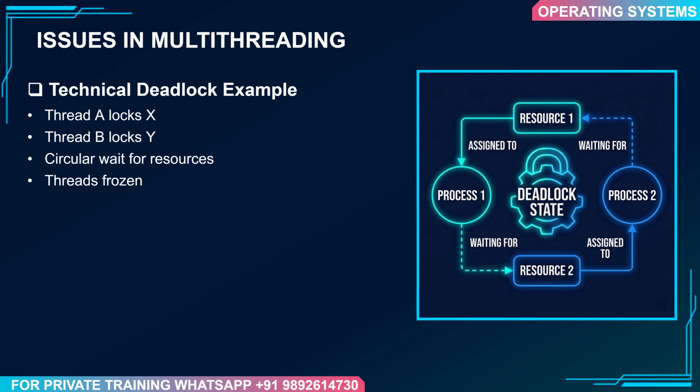Here is a simple technical example. Thread A locks resource X and then tries to lock resource Y. At the same time, thread B locks resource Y and then tries to lock resource X. Thread A will not release X until it gets Y, and thread B will not release Y until it gets X. Both threads are waiting, and neither can proceed. The CPU might still be running, but these threads are frozen in place.